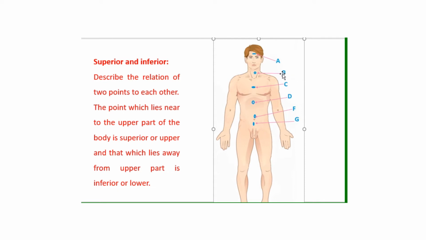So point A is superior to point B, point B is superior to C, but point C is inferior to point B. Point B is inferior to point A. Point G is inferior to all these points. Point F is inferior to point D and superior to point G. Okay.